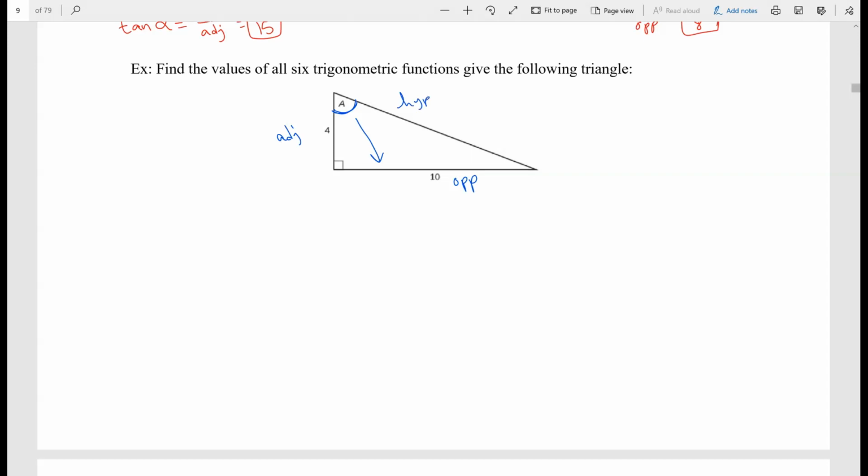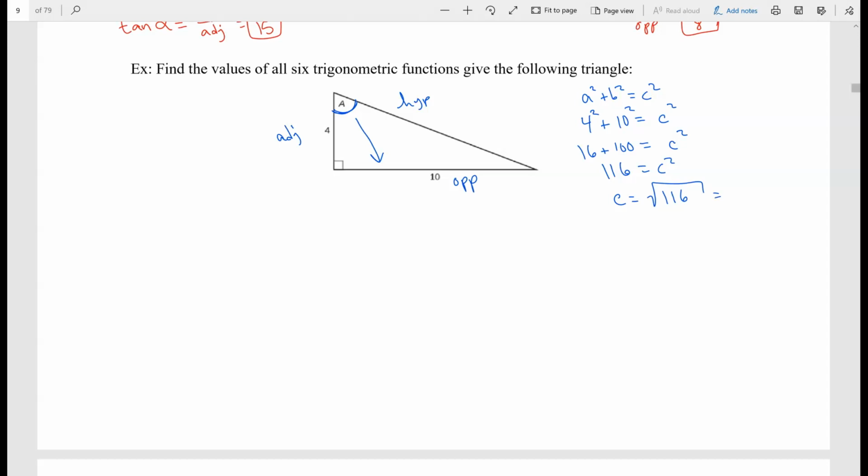So we have to think about how we can relate all 3 sides of a triangle together. Well, that's the Pythagorean theorem: a squared plus b squared equals c squared. We know 4 squared plus 10 squared equals c squared. 4 squared is 16 plus 100 equals c squared. So this is going to be 116 equals c squared. We're going to take the square root. C is equal to the square root of 116.